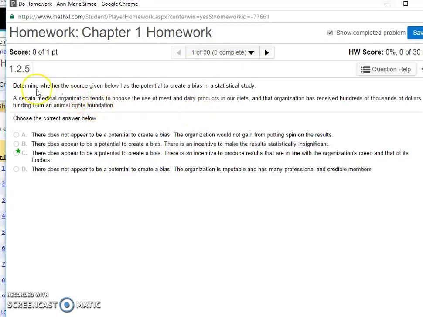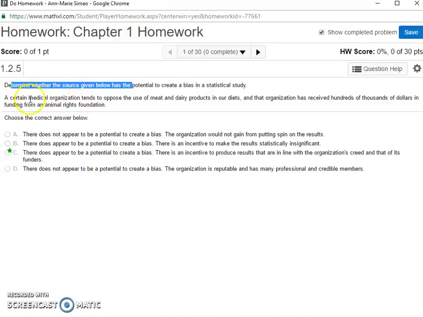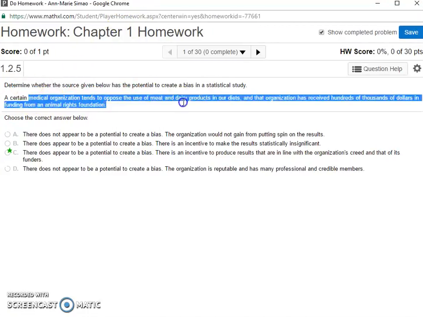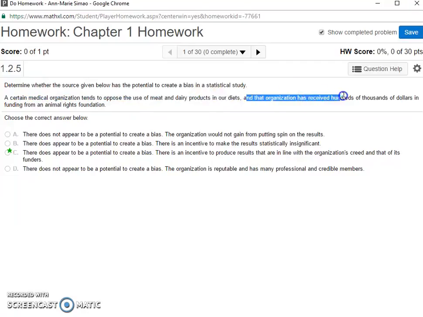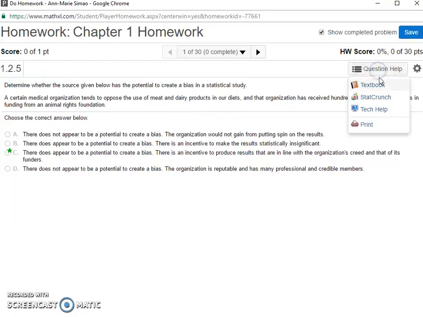So the first question here: determine whether the source given below has potential to create a bias in a statistical study. It's going to tell me a certain medical organization tends to oppose the use of meat and dairy products in our diet. That organization has received hundreds of thousands of dollars in funding from animal rights foundations. So the question is, do we think that there's going to be a bias? If you're not sure what a bias means, come over to question help and click on textbook.